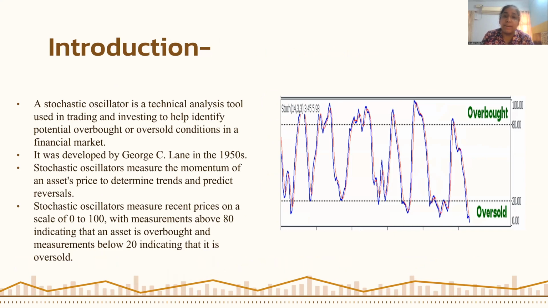Stochastic oscillators measure recent prices on a scale of 0 to 100, as shown in the image alongside. Here the readings above the level of 80 are considered overbought conditions and the readings below the level of 20 are considered oversold conditions.